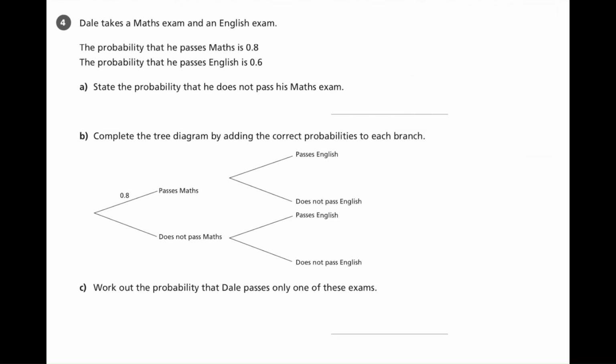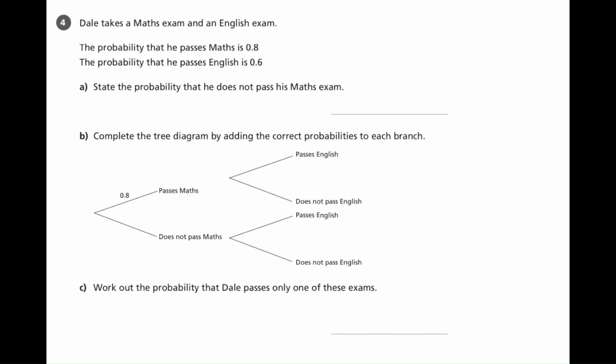In this question, Dale is taking a maths exam and an English exam. The probability of him passing or failing an exam is 100%. One of those things is definitely going to happen. 100% is one whole one. So the probability of passing an exam added to the probability of failing an exam must equal 1.